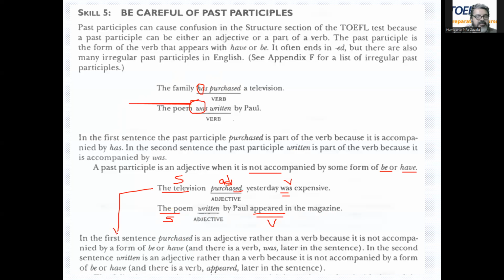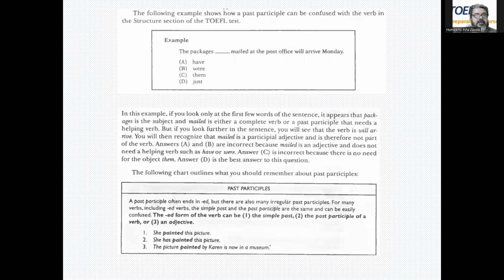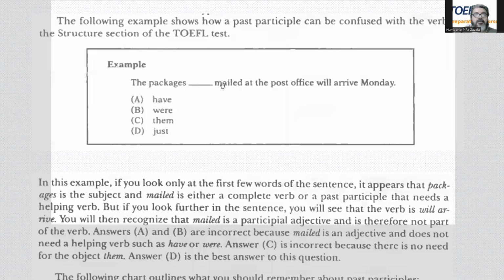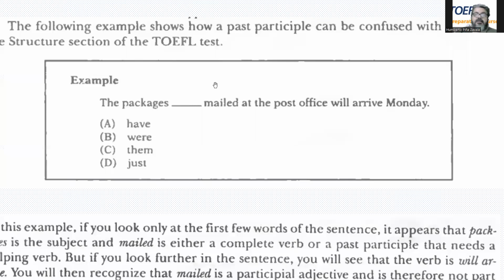So in the first sentence, purchased is an adjective rather than a verb because, again, it is not accompanied by any form of be or have. And there's the verb was in the sentence. In the second sentence, written is an adjective rather than a verb because it is not accompanied by a form of be or have. And the verb appeared, you can find it there in the sentence. All right, so here we have an example of how we can make this confusion. Remember, past participles can be confused with verbs.